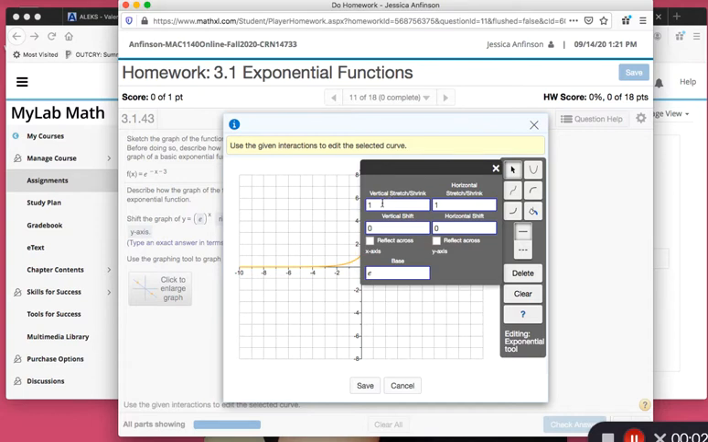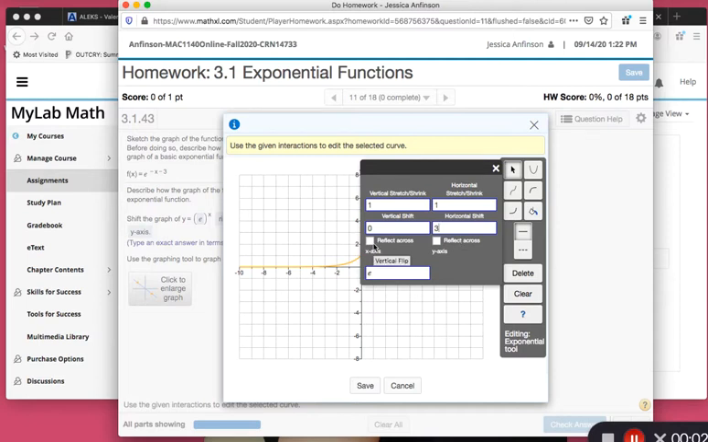So first ask yourself, is there a vertical stretch or shrink? That would happen if there was a number in front of the x or in front of the base here, which is not happening, so we'll keep that as a 1. And similarly for the horizontal stretch and shrink, there are none of those. So going to the vertical shift now, that would happen if I was adding or subtracting a number at the end of the function, not in the exponent, so that's not happening. But I do have that horizontal shift to the right 3 units. So I'm going to replace the 0. I'm just going to delete the 0 and type in 3 because I'm moving 3 units to the right.